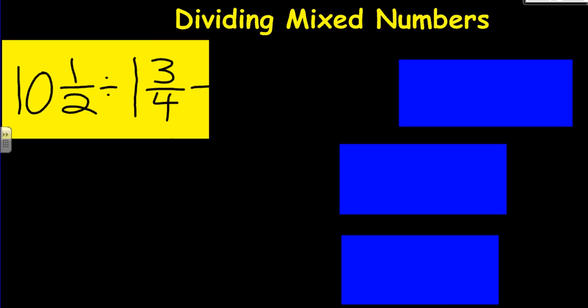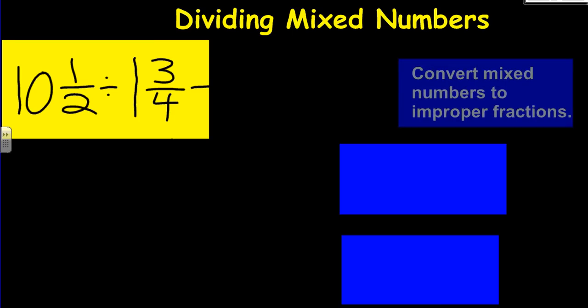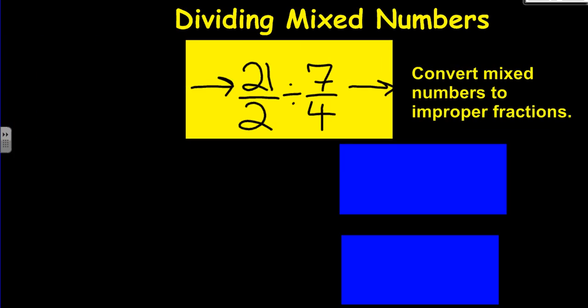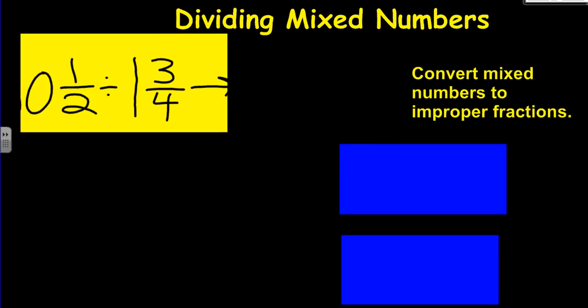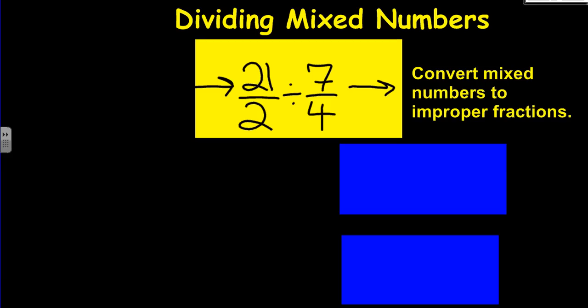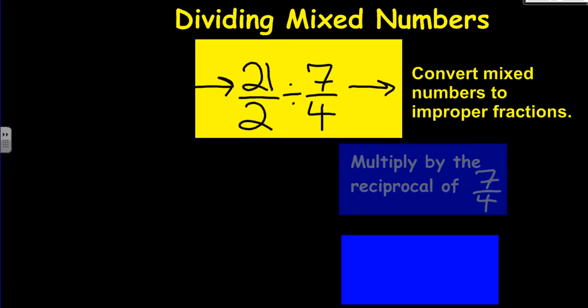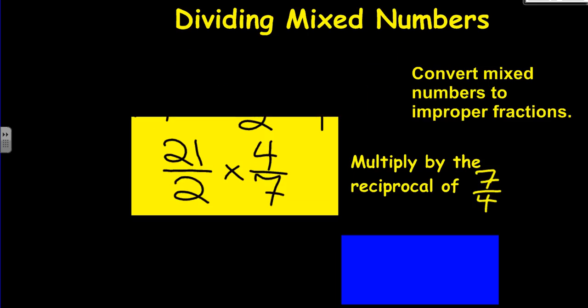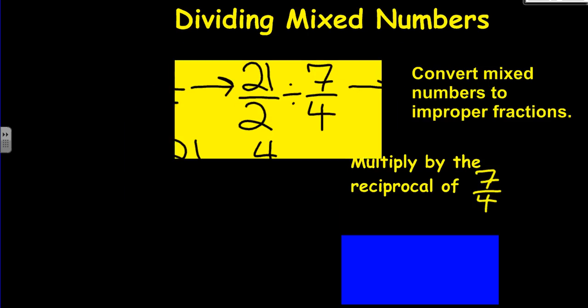When we look at dividing mixed numbers, once again, the first step, convert mixed numbers to improper fractions. Here's our improper fractions. Notice what we did, we converted them to improper fractions. The second step says to multiply by the reciprocal. There's that word reciprocal again. So notice what is taking place from this step to this step.